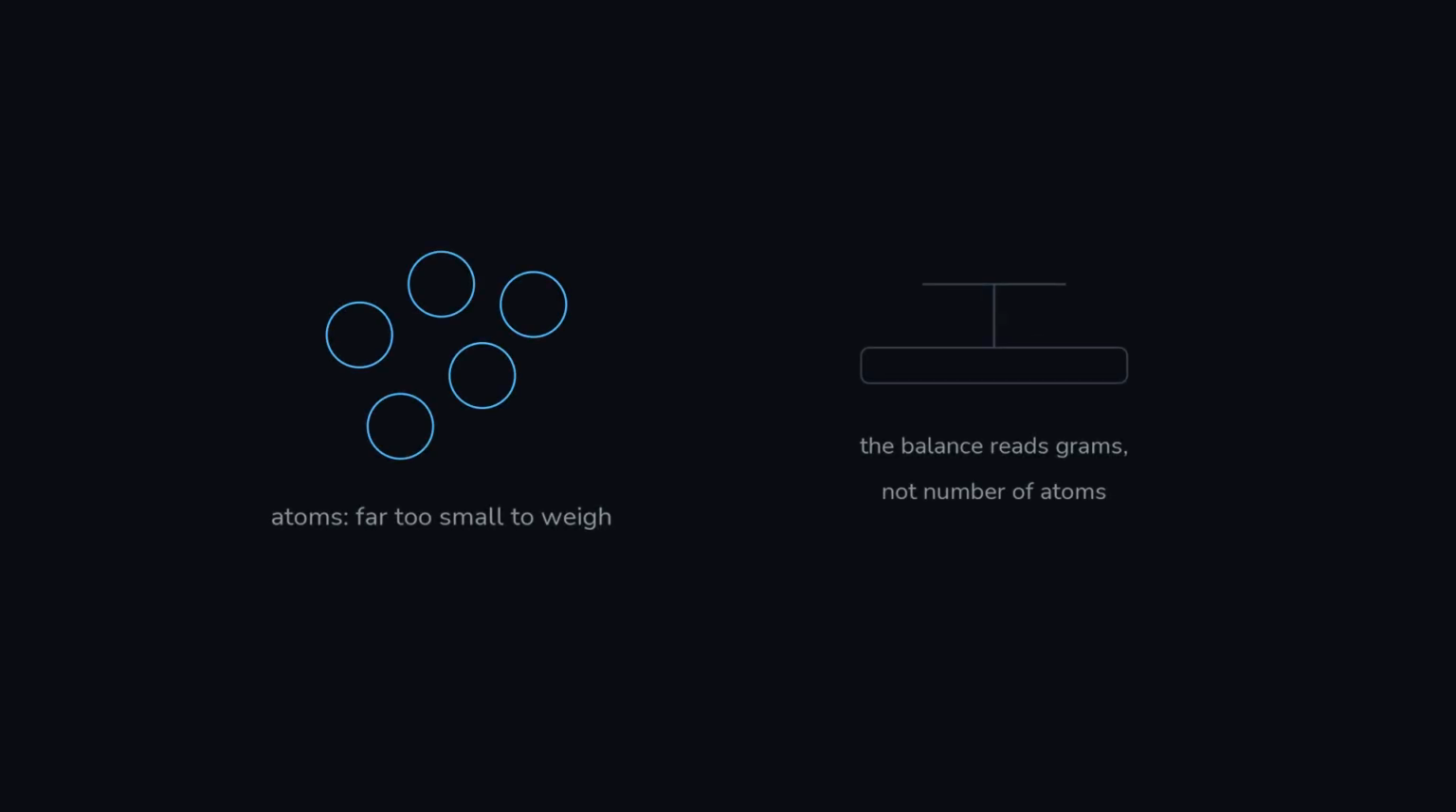You can't see an atom, and you certainly can't put one on a balance. Yet chemistry demands you count them exactly. Too little acid and the reaction stalls, too much and you've wasted it. The entire problem of this unit is counting things you cannot see.